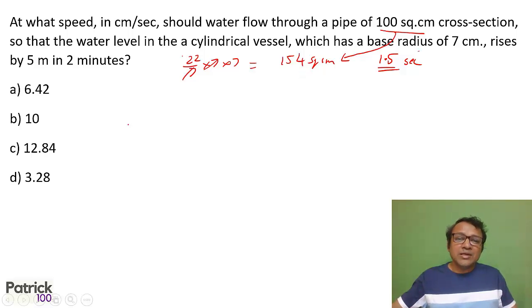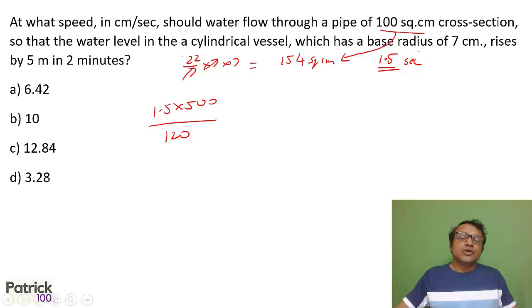So for 5 meters, it will take 1.5 into 500, approximately, and we divide by 2 minutes, which is 120 seconds. I want it in 2 minutes, so what should the speed be? Divide by 120. I'm approximating because the options are far apart. So you'll get 750 upon 120. You will realize that it will be approximately 6 point something. So option A, you can directly mark.